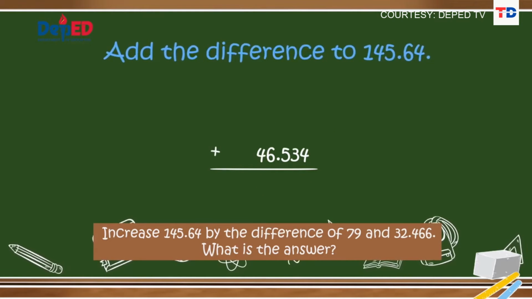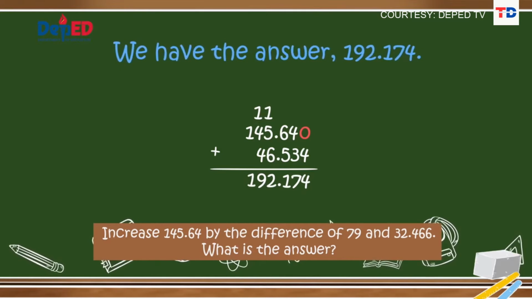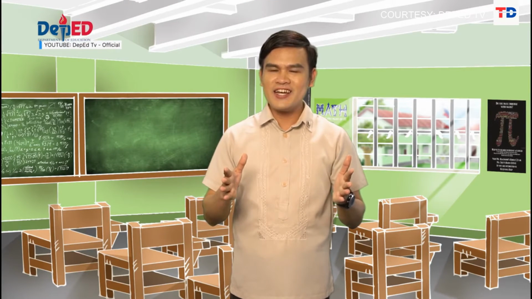Fourth, add the difference to 145 and 64 hundredths. Again, arrange the digits in columns and align the decimal points. We have the answer, 192 and 174 thousandths. Did you get the correct answer?